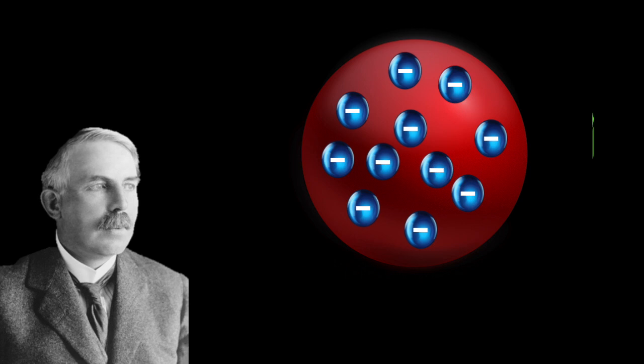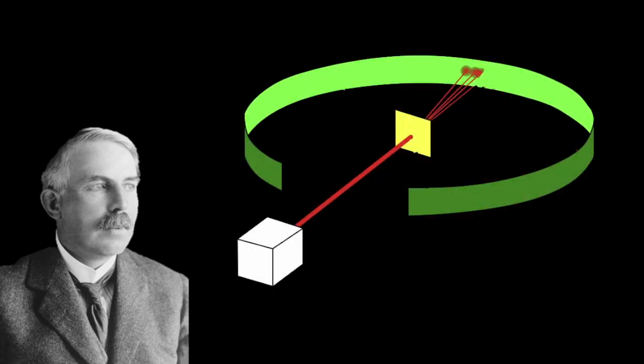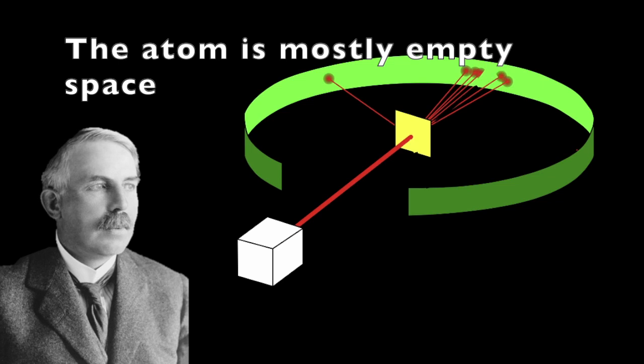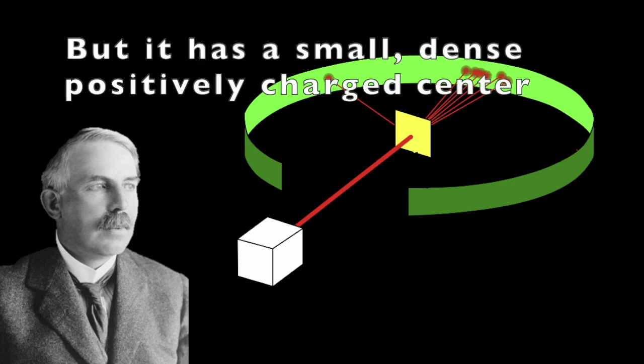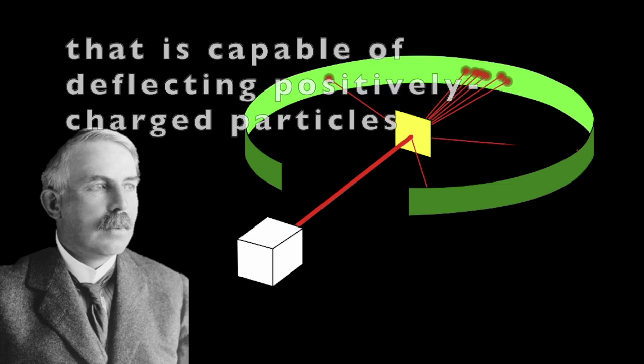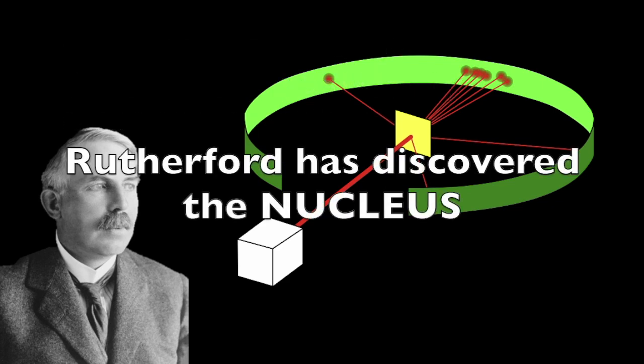But that's not what happens. Although most of these alpha particles pass straight through, a few are deflected, some very significantly, as if they have bounced off something. Rutherford concludes that the atom is mostly empty space, but it has a small, dense, positively charged center that is capable of deflecting positively charged particles that come close to it. Rutherford has discovered the nucleus.